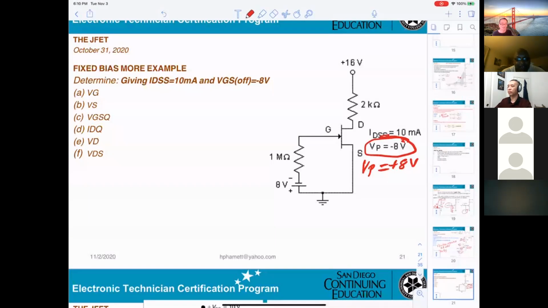VG equals minus 8 volt. VS connects to ground, so it equals 0. And now calculate the VGSQ. I already told you, VGS equals VG minus VS, and that will be equal to VG, which is equal to minus 8 volt.